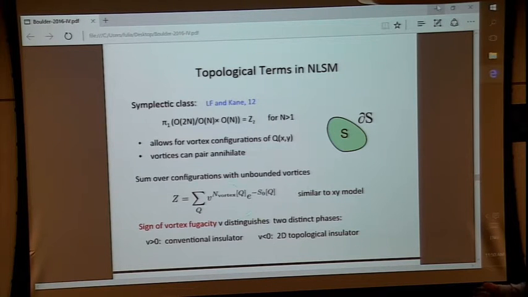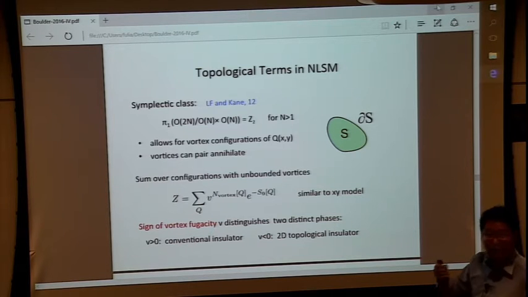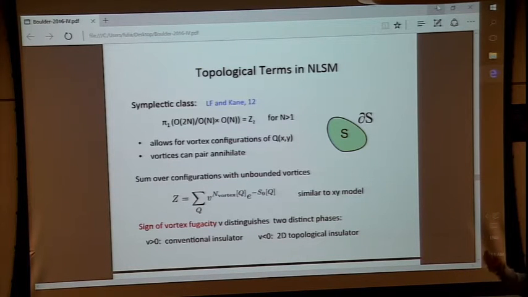Now, vortices come with a fugacity, and the fugacity is a continuously tunable parameter, right? Unlike the coefficients of a Z2 type of topological term associated with pi2, here when we talk about pi1, we have defects. So the defects contribute to the partition function. Basically, there's an energy cost associated with every defect, right? So the chemical potential for these defects is the so-called vortex fugacity.